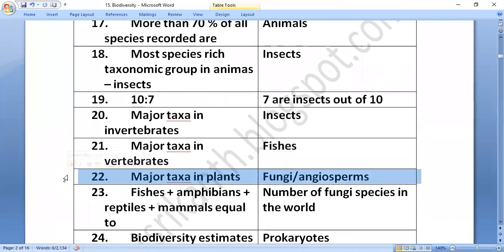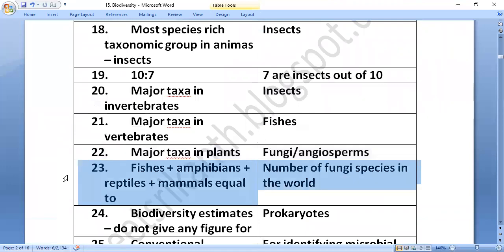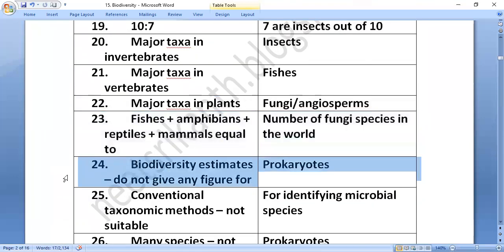Major taxa in plants: fungi and angiosperms. The number of fishes, amphibians, reptiles and mammals put together is equal to the number of fungi species in the world.